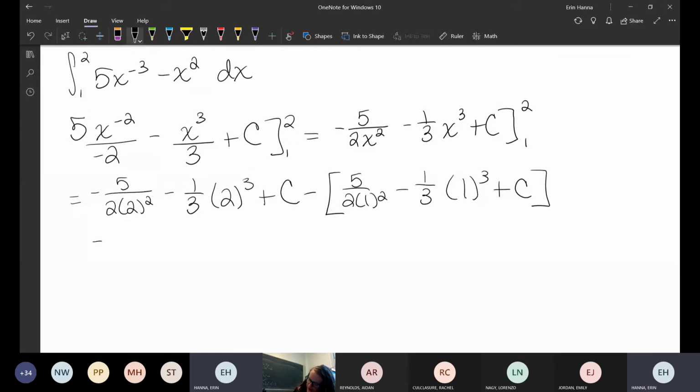So we've got -5/8 minus 8/3. The c's are going to cancel each other out. Remember, that just always happens with these because you would distribute the negative to get minus c at the very back. We also need to remember to distribute the negative here, or else we'll get the wrong answer. So -5/2 plus 1/3. Oh, Lord.